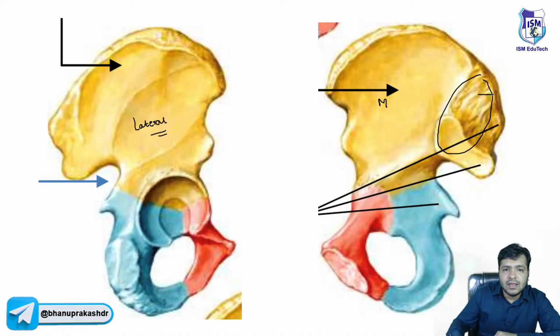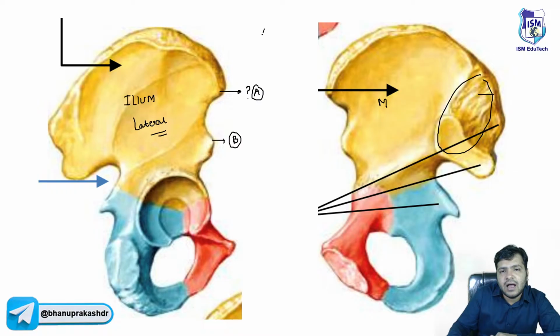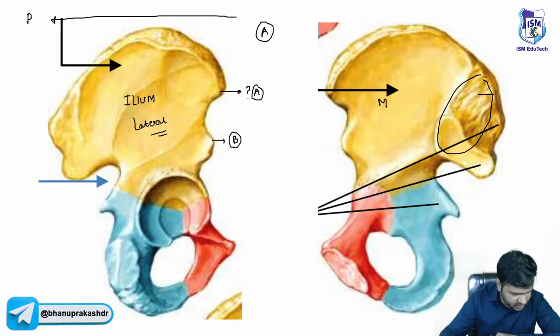Now, before starting, I want everyone to answer this question. What is this that I have marked with A? What is this which I have marked with B? Quickly tell me, just in short, so I will know you have studied, because I have already discussed the ilium bone, and we are always going from anterior to posterior in the lateral view.